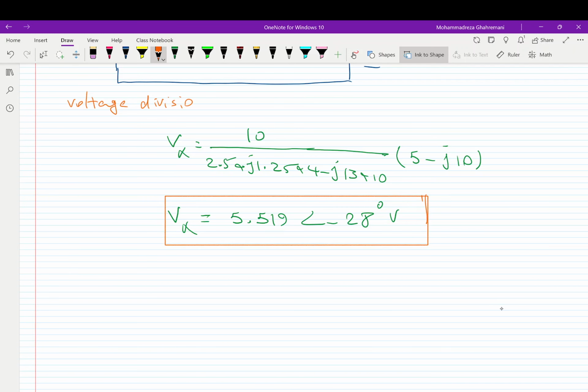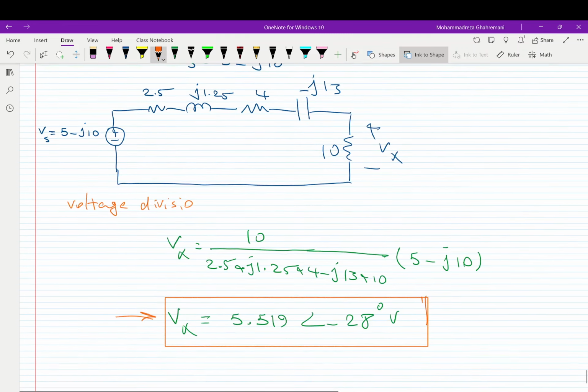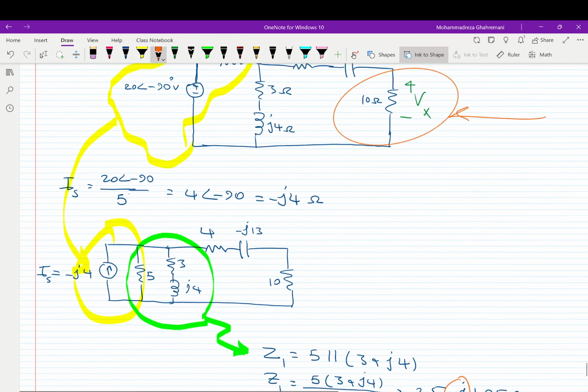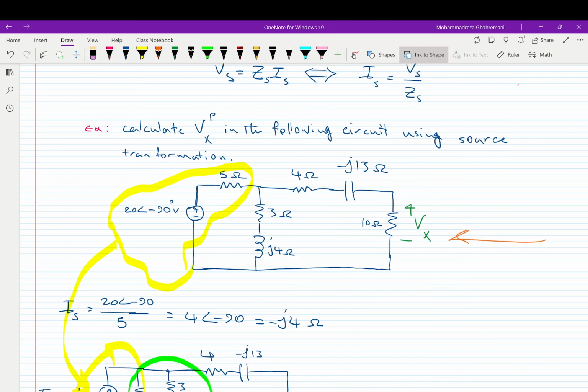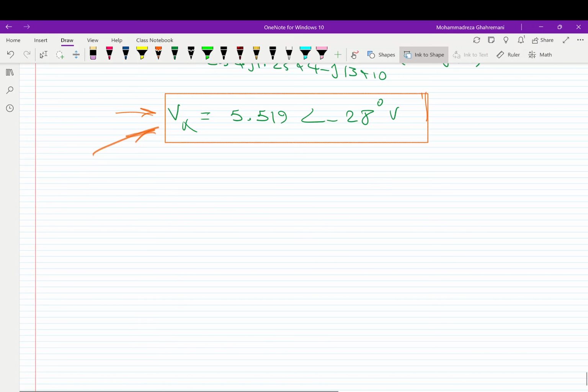In order to confirm or evaluate this answer, I recommend you solve this circuit with node analysis or mesh analysis and find Vx and confirm this result to make sure that it is correct. So it's a kind of practice. You can solve the same circuit in a different way using a different method like mesh analysis and node analysis. It's all I have for this lecture. See you in the next lecture.